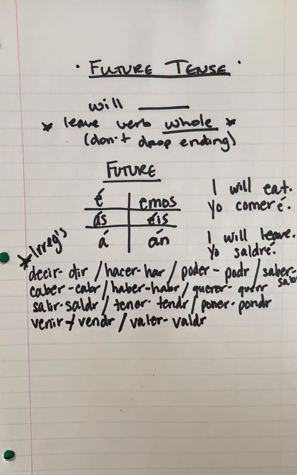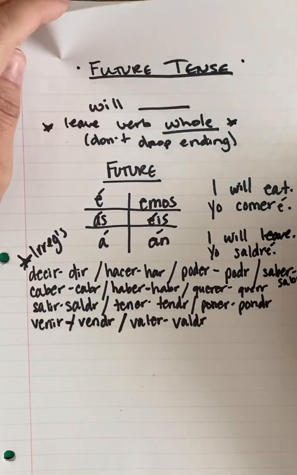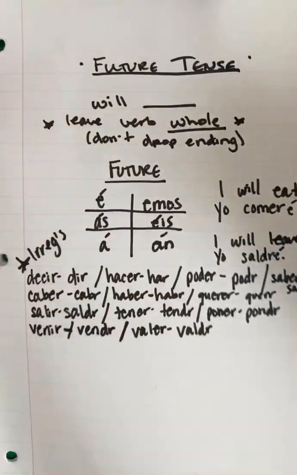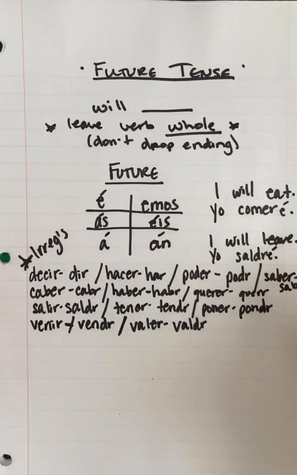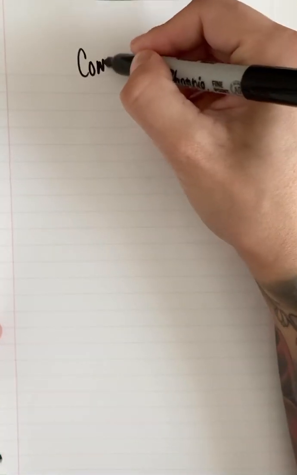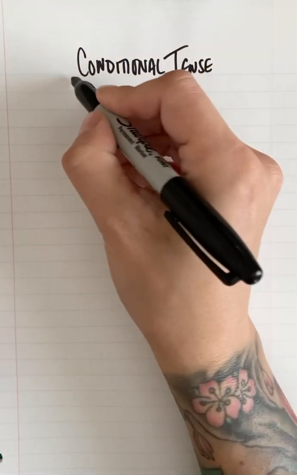Okay? So let's tie it into what we are doing today. Today is the conditional tense. I'm going to take this out here and just put it to the side for a moment. I'm really happy to tell you the conditional tense is extremely similar to the future tense. It's a very quick learn. Let me get a fresh page here. Okay. So the conditional tense.